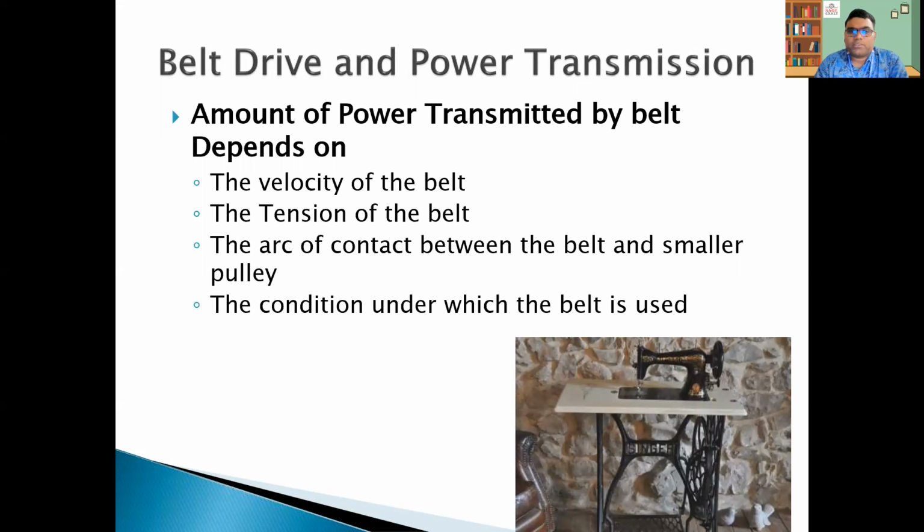So for belt drive and power transmission, you can see the sewing machine. Typically, here is a belt drive we are using. The amount of power transmitted by the belt depends on the velocity of the belt. The velocity of the belt depends on the tension in the belt, the arc of contact between the belt and the smaller pulley, and the conditions under which the belt is used. These parameters affect the amount of power transmitted by a belt drive.